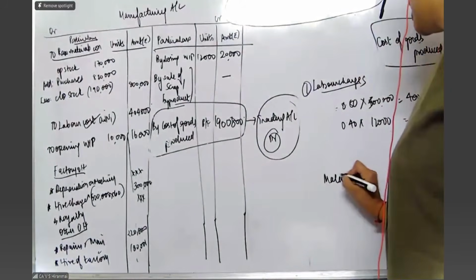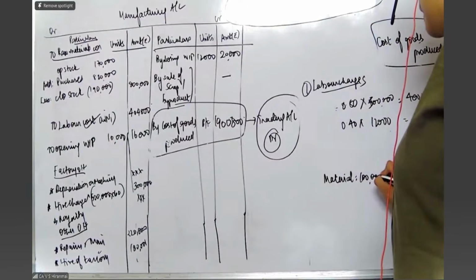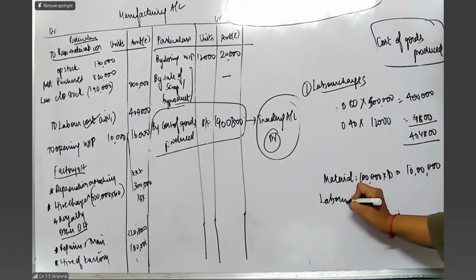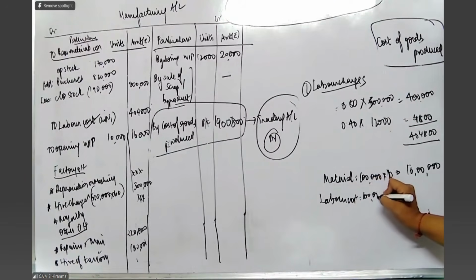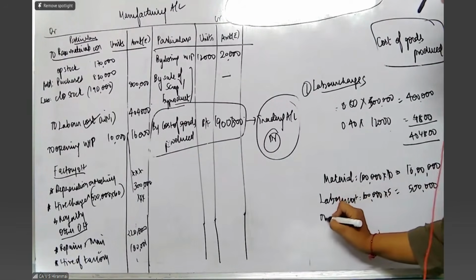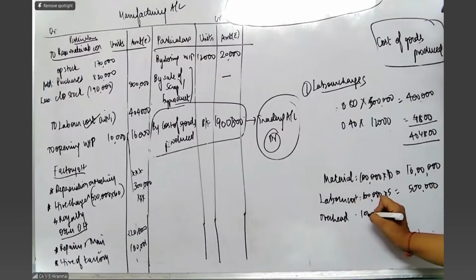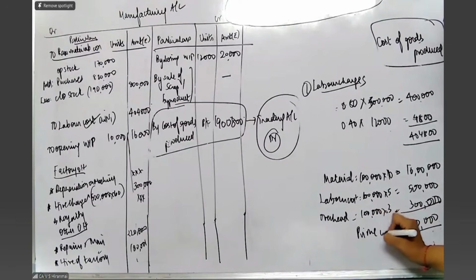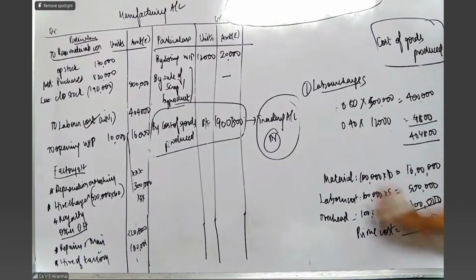So the material cost is 1 lakh units manufactured. Per unit, it took 10 rupees as the material cost. So 10 lakhs is the material cost. Now the labor cost is again 1 lakh units into 5 rupees, which is 5 lakhs. Now, as a part of overhead, the royalty charges. For every unit manufactured, I paid them 3 rupees. So this is 3 lakhs. The total is 18 lakhs. Anjana, you asked me what is prime cost? This is your prime cost. So this is your illustration number 1.